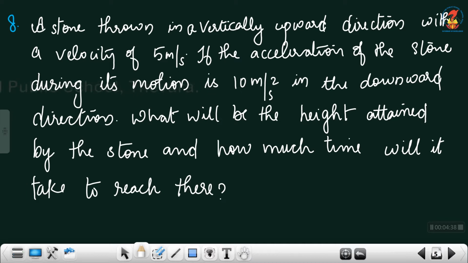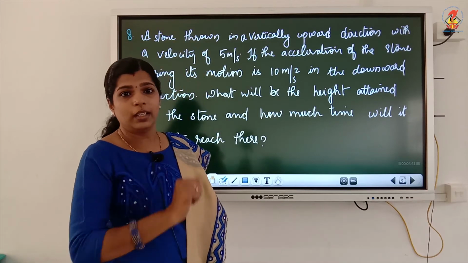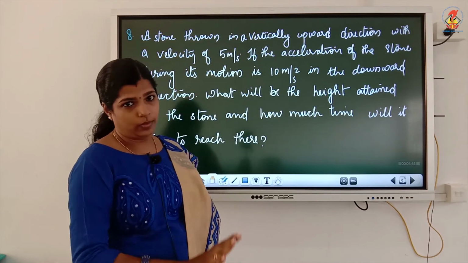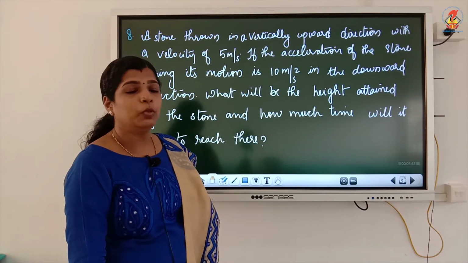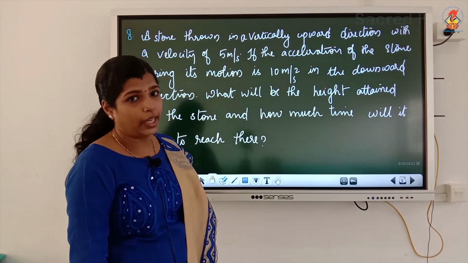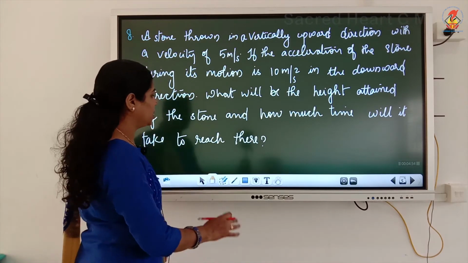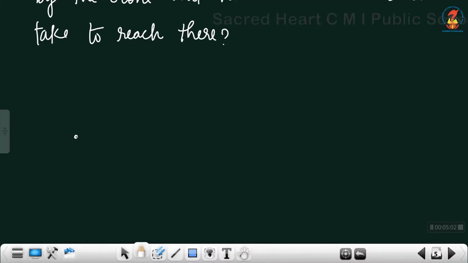Means an object is thrown upwards. So, what is the distance travelled by the stone in the upward direction? That is the height. And how much time will it take to reach that height? That is the question. So, I will just draw a diagram here. An object is thrown upwards with a velocity of 5 meter per second.